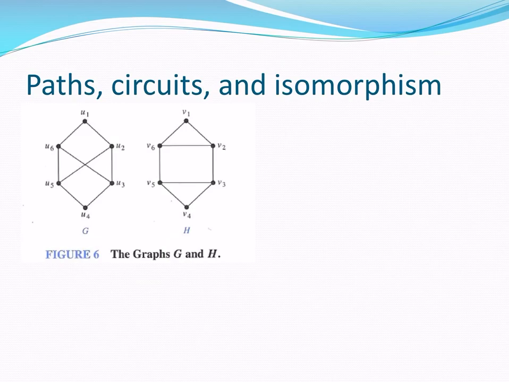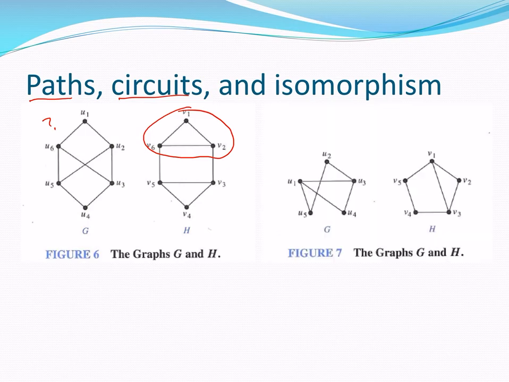Here we have two graphs that have 6 vertices each, 4 vertices of degree 3 in each, 2 vertices of degree 2 in each, and there are 8 edges in each. Are they isomorphic? It turns out that they are not, because on graph H we have a circuit of length 3, but in graph G there is no circuit of length 3, so they would not be isomorphic. And we're going to look at ways to use paths and circuits to detect that.